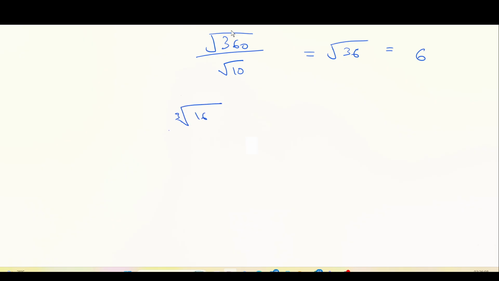Cube root of 16 over cube root of 2. Try this. Cube root of 8, which is equal to 2. Exactly, which is 2. Good.